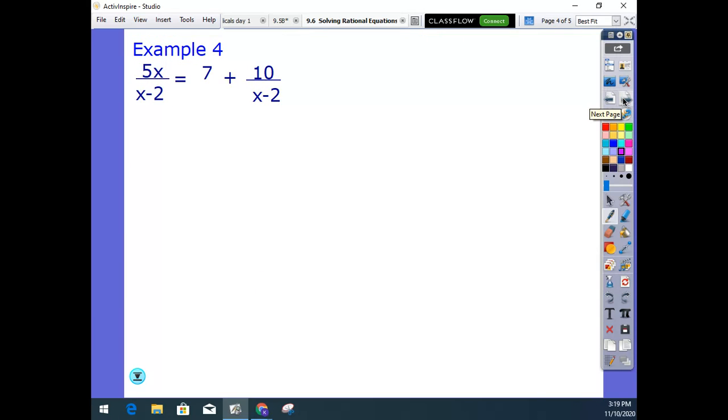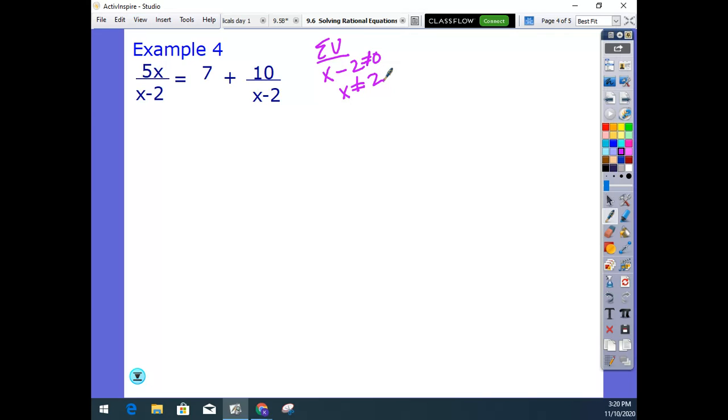All right, example 4. Once again, I can't cross multiply because I don't have one fraction on this side. So what's my excluded value? What would make x minus 2 equal 0? I can't have that, so you just set it not equal to 0 and solve. x cannot equal 2 because that would make 0 in the denominator.